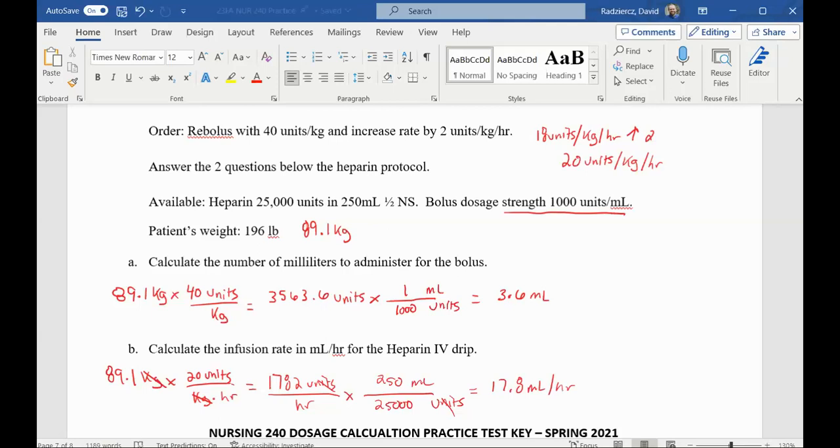So I hope that's helpful, just giving you some different examples. And then you can see how the setup is the same. The only thing that's different is the patient's weight. It's really the only thing that's different. The setup obviously is pretty much the same.